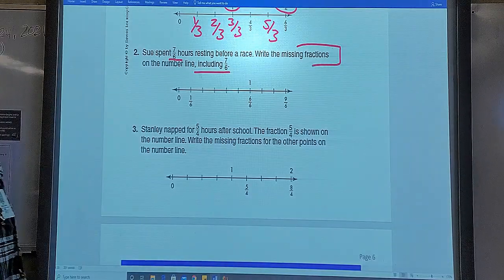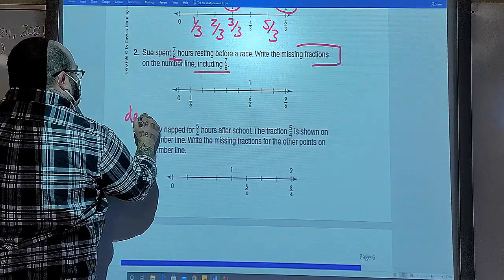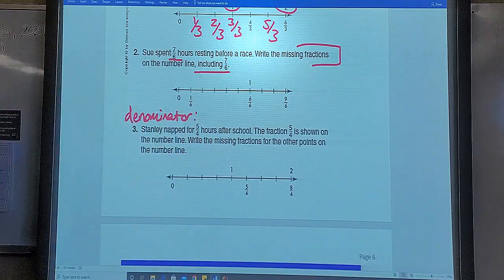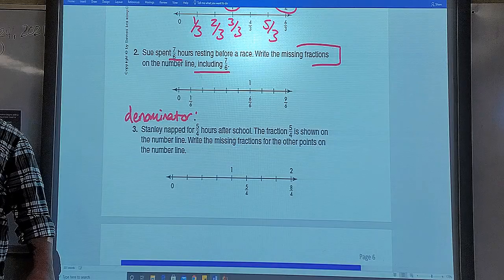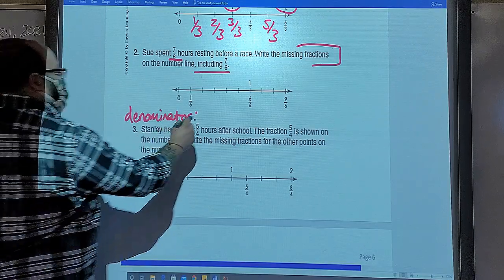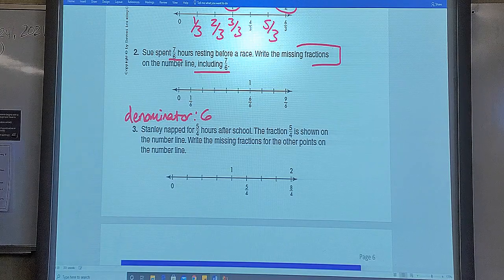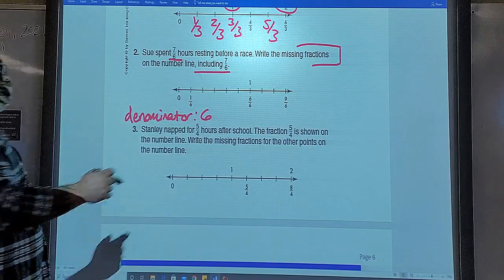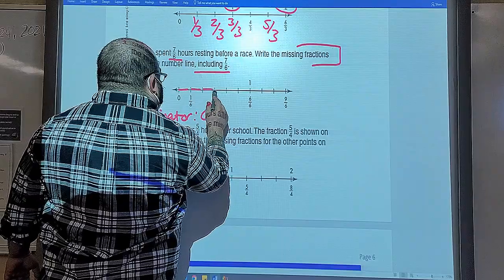Here's our number line here. First question is, what is our denominator? What's our denominator there? Don't call it out. You gotta raise your hand to say it. Jack. 6. Denominator 6. So that means how many spaces or jumps or lengths will it take us to get from 0 to 1? From 0 to 1, if the denominator is 6. Allie. 6. Exactly. 1, 2, 3, 4, 5, 6.